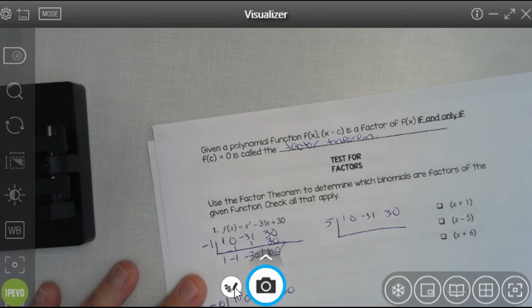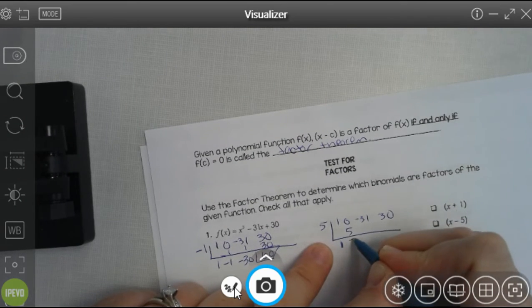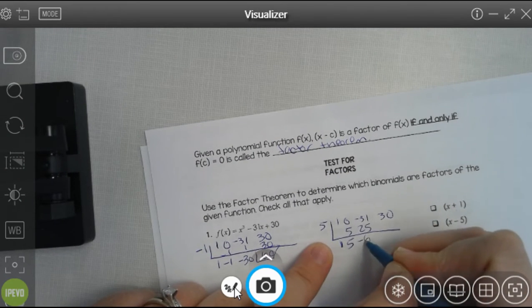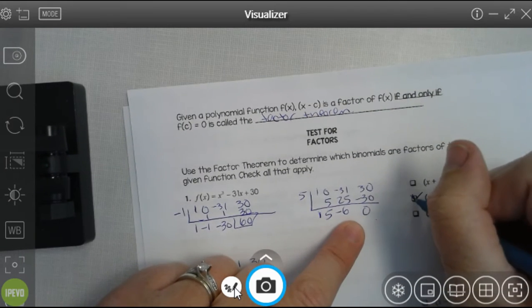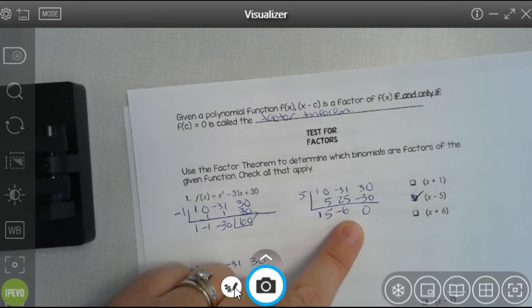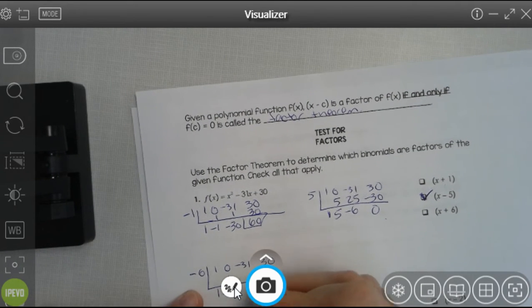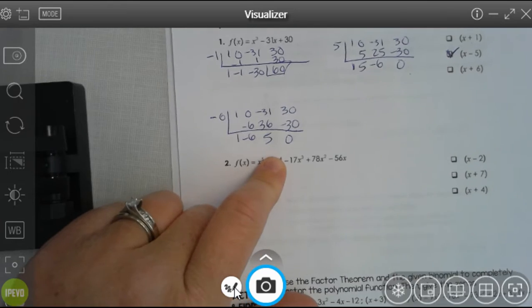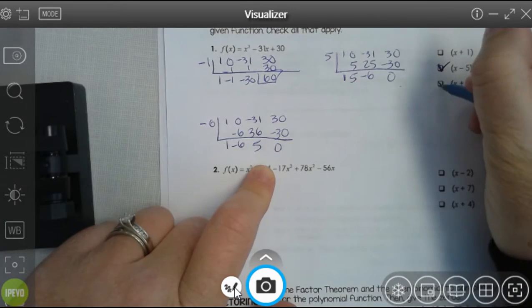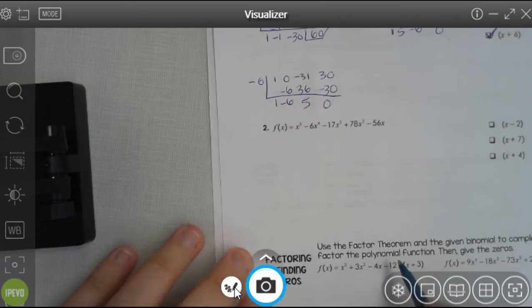That remainder is not 0, so that one does not work. That one was a remainder of 0, so we're going to say this is a factor. So x minus 5 is a factor of that. Down here, sorry, this one also came out as 0, so this one also works. So very good. Let's go ahead and try some of these down here then.